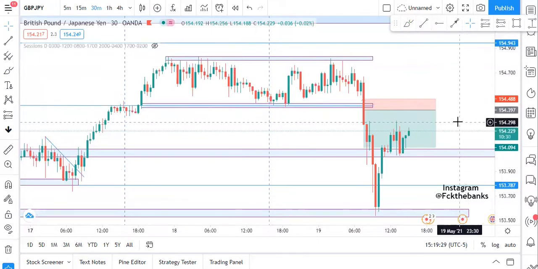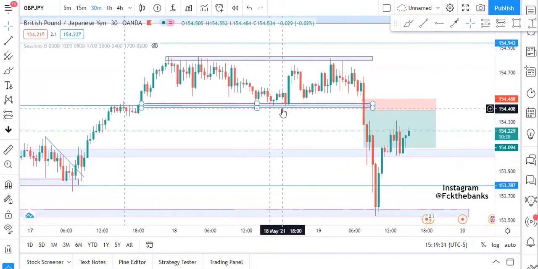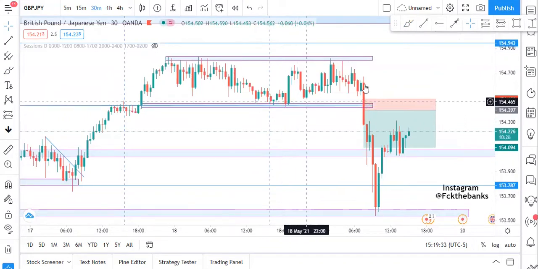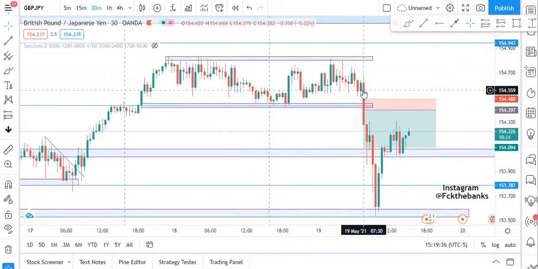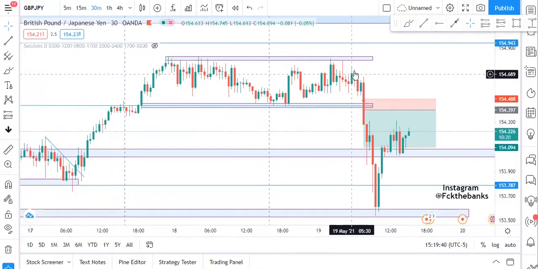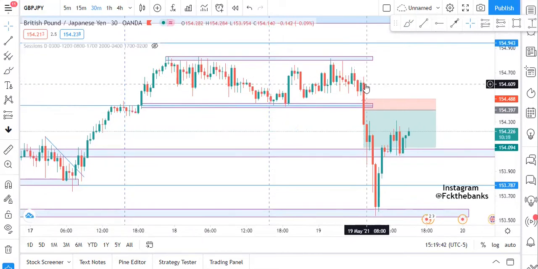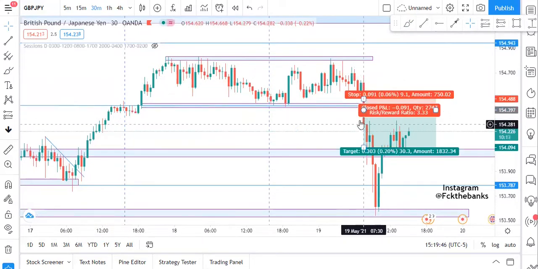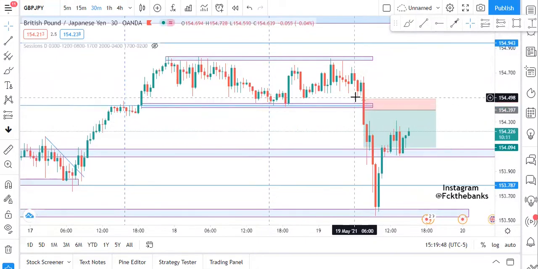So for now, the way you could have traded it was as soon as you saw price rejecting these highs. As you can see, it was making lower highs. Then we made this demand zone, and immediately price started to go down. It broke, as you can see.